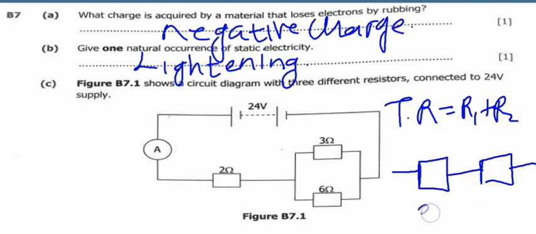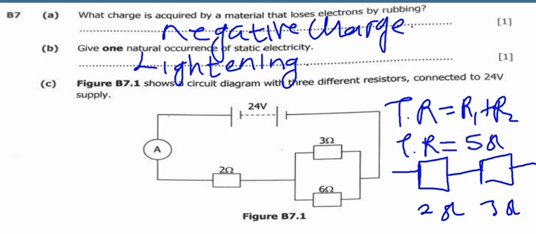So this one can have 2 ohms and this one can have 3 ohms. So to find the total resistance of these two, just add 2 ohms plus 3 ohms. Then the total resistance is just going to be 5 ohms. So that is how we answer for the resistors connected in series.